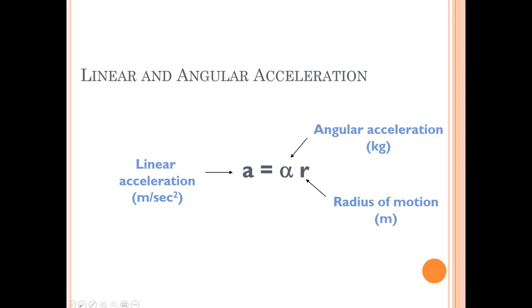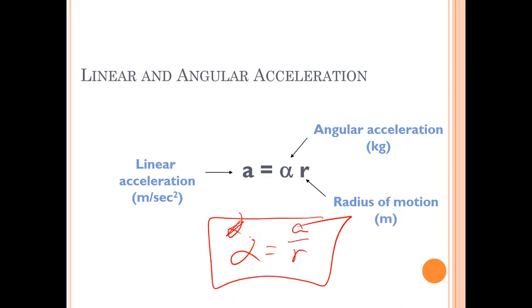And in this case, we know that our linear acceleration, or that a that we're so used to working with, is just going to be equal to our angular acceleration times whatever the radius of the motion is. Or if you want to look at it another way, alpha is going to be equal to a over r.